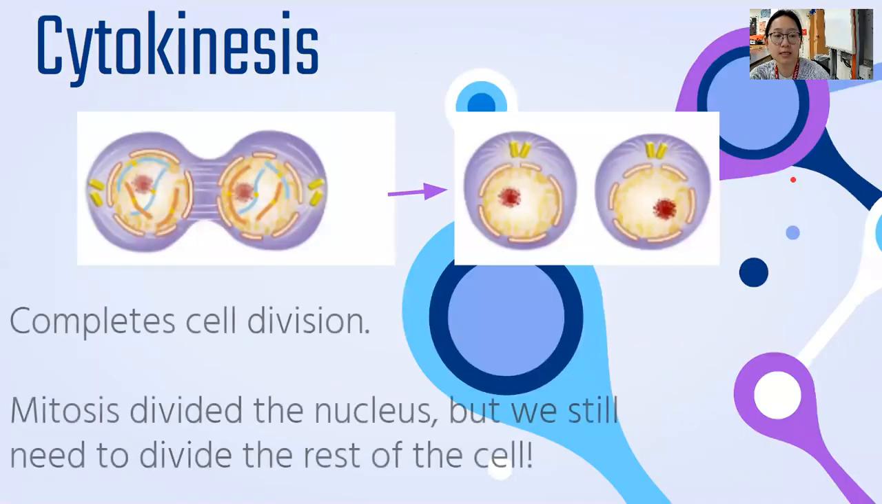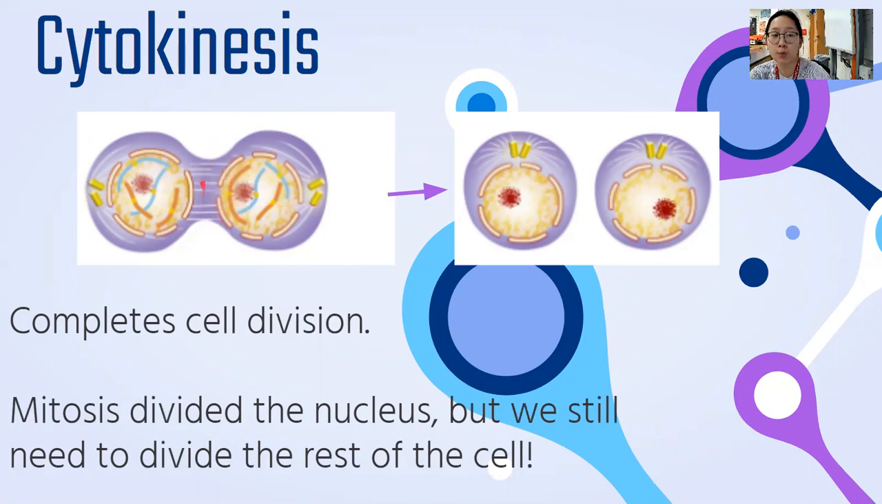So cytokinesis is the actual end of cell division. Mitosis divides the nucleus, but physically the cell is still one whole cell. It just has 2 nuclei inside of it. So when the 2 nuclei are actually fully formed, we have to divide the cell physically.